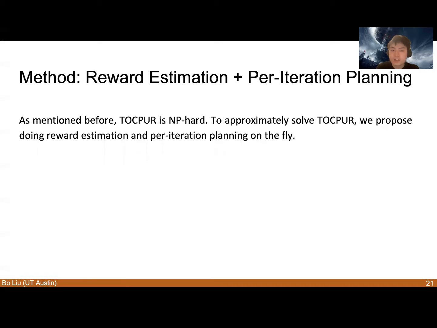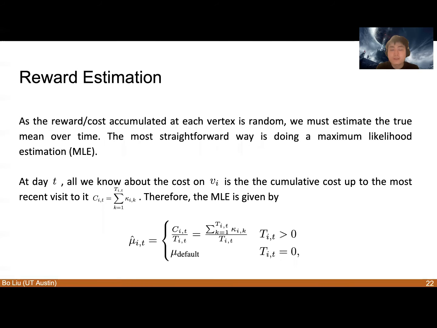As mentioned before, TOCPUR is NP-hard. So to approximately solve TOCPUR, we propose doing reward estimation and per-iteration planning on the fly. The first step is reward estimation. Because the reward or cost accumulated at each vertex is random, we must estimate the true mean over time.